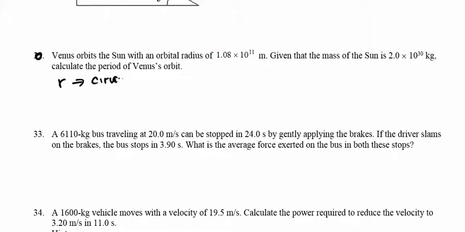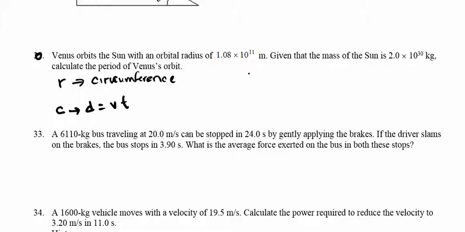Notice I didn't use an equal sign there. I did say that it's going to give us the circumference. Once we have the circumference, we're going to be able to say that that's the distance, which is equal to velocity times time. We're going to know the distance because it's the circumference. We're going to find the velocity here in a second, and that'll help us find the period, which is the time that it takes for Venus to go around.